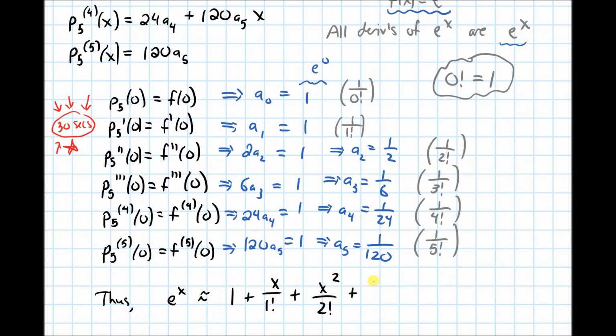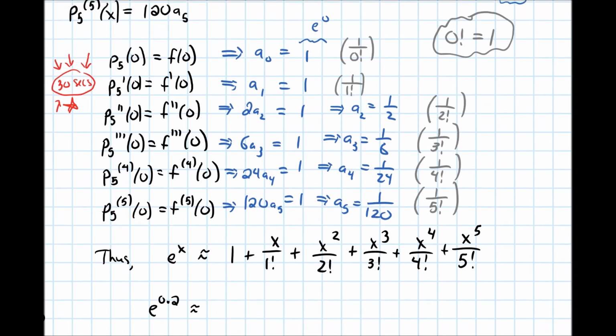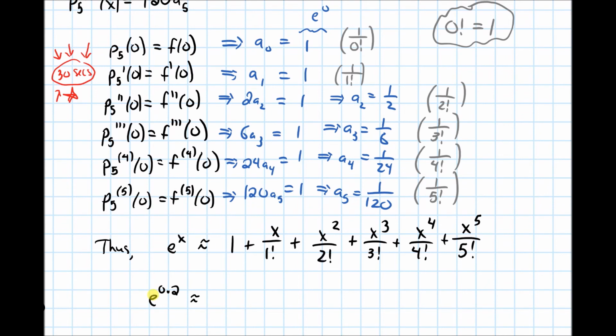And then we would get x cubed over 3 factorial plus x to the 4 over 4 factorial plus x to the 5 over 5 factorial. So it's not a perfect approximation of e to the x, but it's better than just having a tangent line. And to see this in action a little bit, let's go ahead and plug in 0.2 and see what we get.